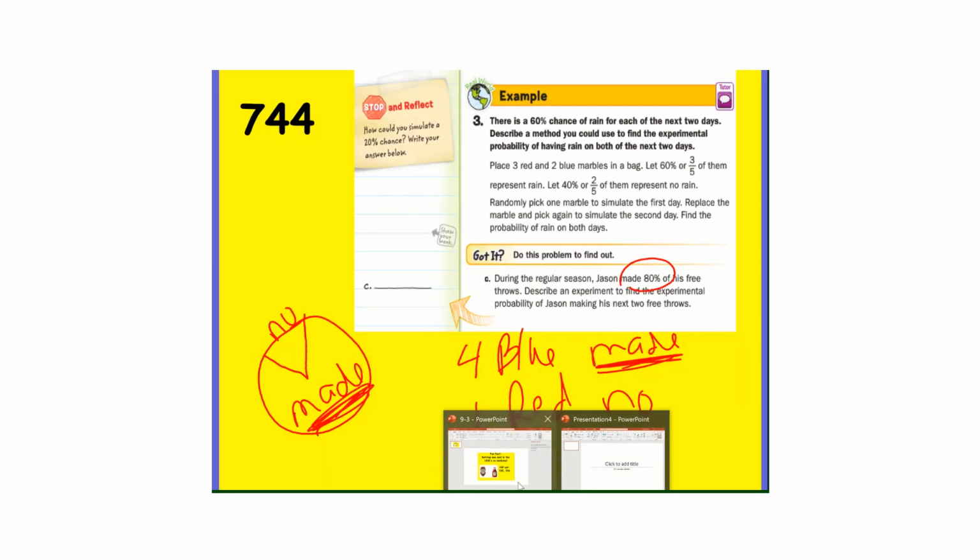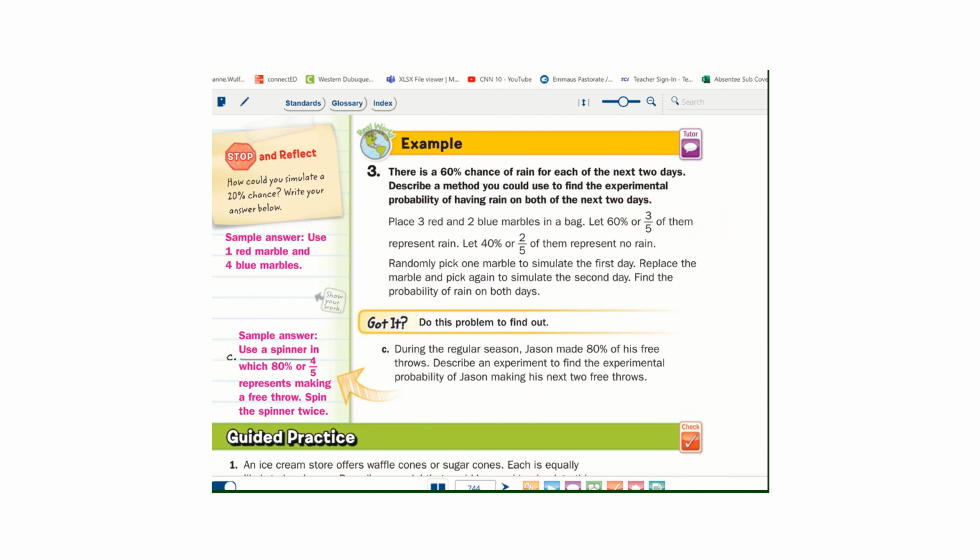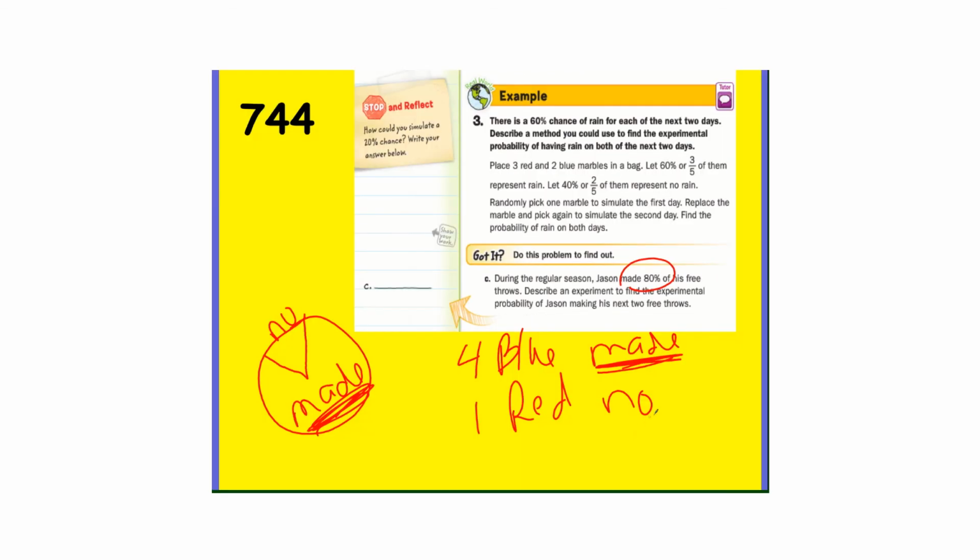And then, oh, one more thing that I should have told you. Let me get back to that. Whoops. You have to say he does it 2 times, because they're talking about the next 2 free throws. So you can say they spin the spinner 2 times. They draw a marble out of the bag and they put it back in, and they draw another marble out of the bag.